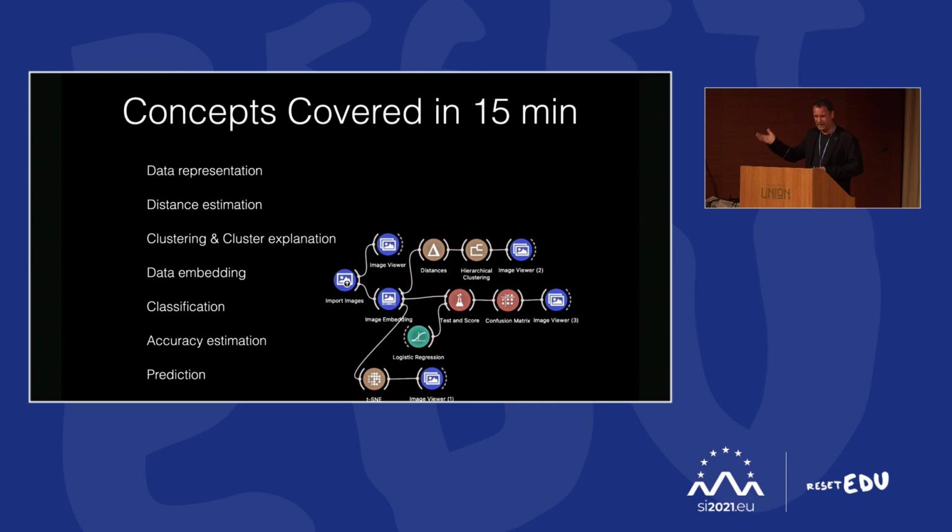Maybe not explain, I could present, right? There was no deep explanation. I could actually go through the concepts, and the concepts were, I mean, this covered data representation, distance estimation, clustering and cluster explanation, data embedding, classification, estimation of accuracy, and prediction, right? These are the main concepts in AI, right? So if people would understand what this means, they would understand how Google and Facebook work, and how everything that AI does works, right? These are the key concepts. You don't need to go beyond that. This covers probably 90% of the AI, just in 15 minutes, right?